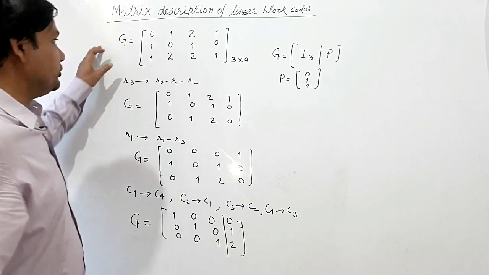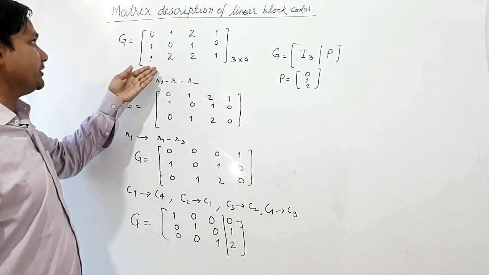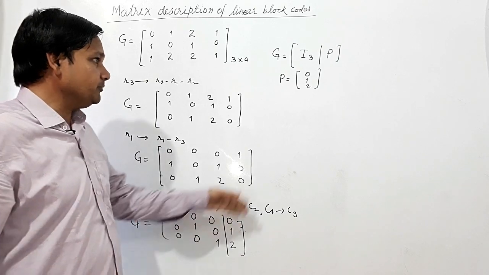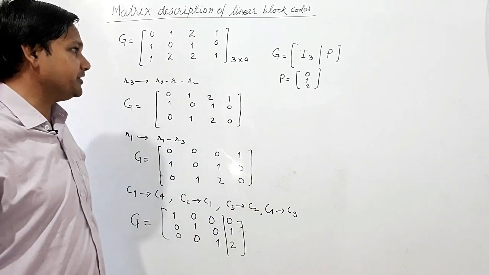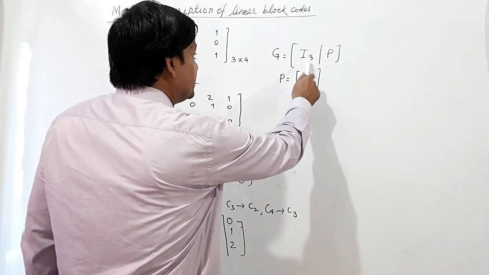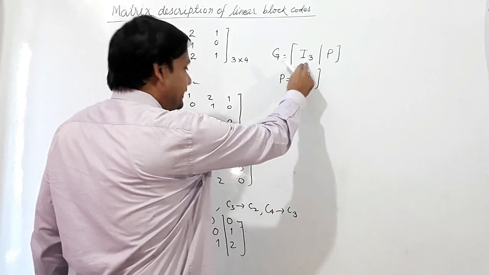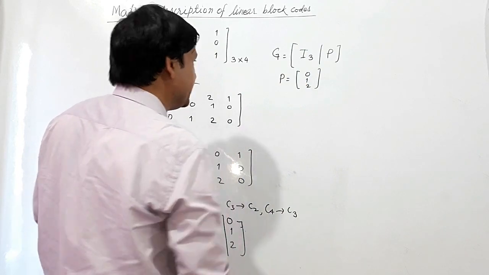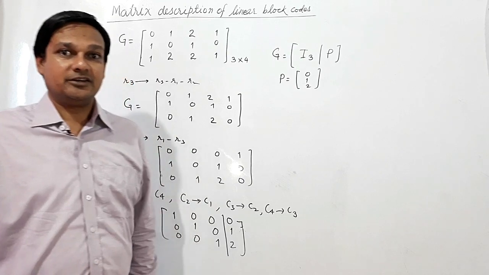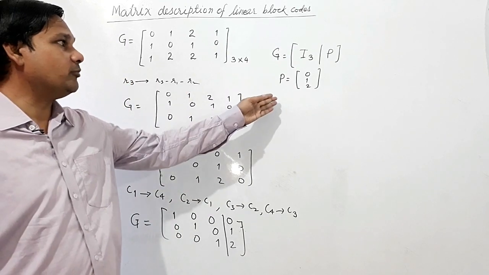So here G was given, which was not in the standard form. We converted it into the standard form or systematic form. In standard form, the first matrix will be an identity matrix and the other matrix will be a parity matrix. So this is in standard form or systematic form.